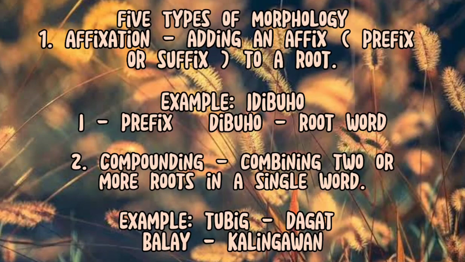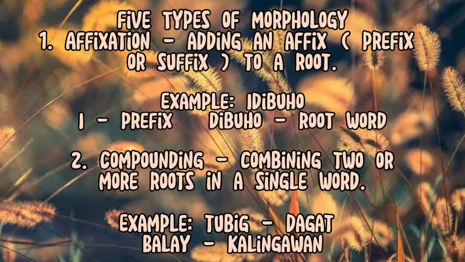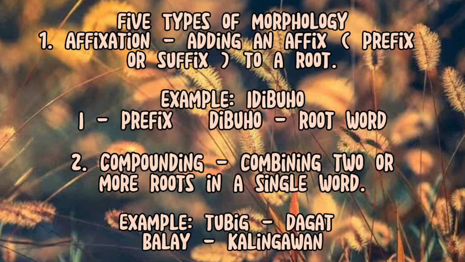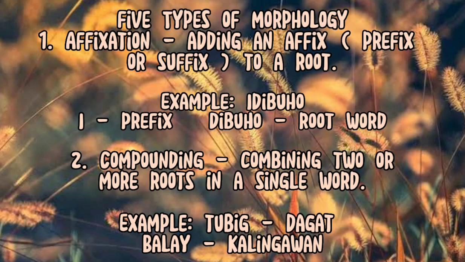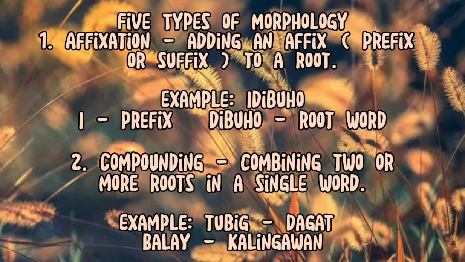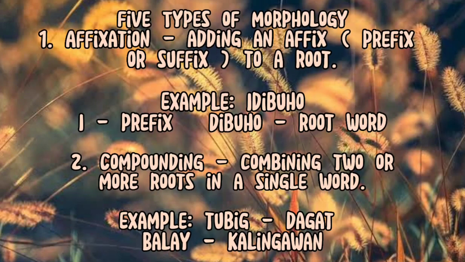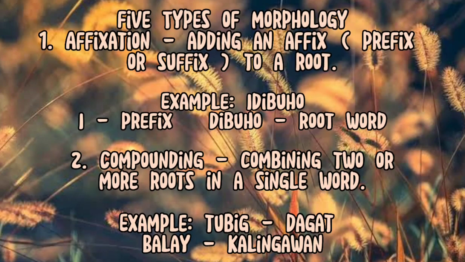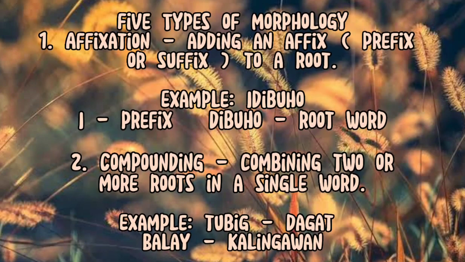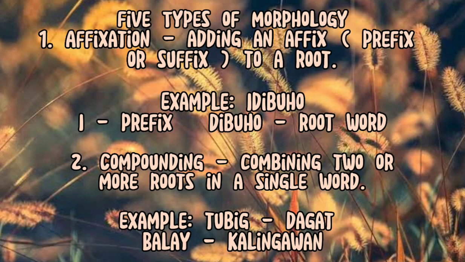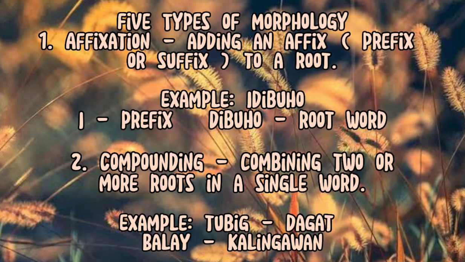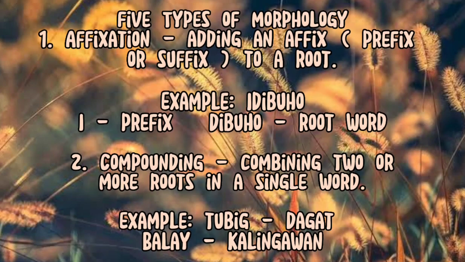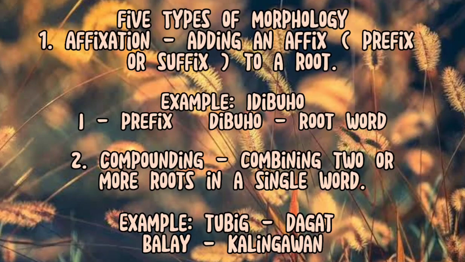Number 2. Compounding. It is combining two or more roots in a single word. Example, tubig dagat. It means sea water. So the first root word is tubig and the second root word is dagat. Second example, balay kalingawan, which means home entertainment. Balay is the first root word and kalingawan is the second root word.